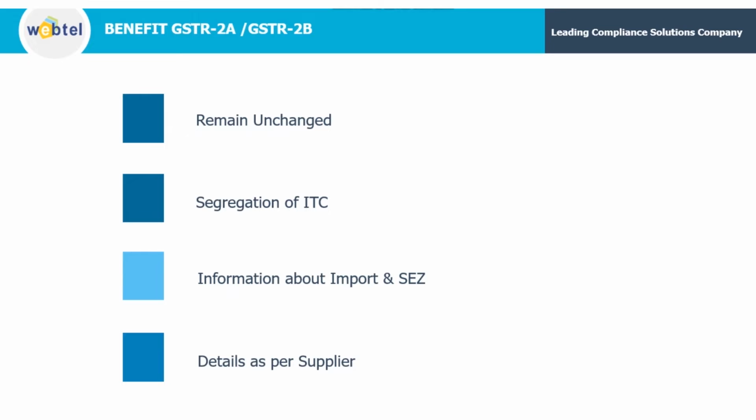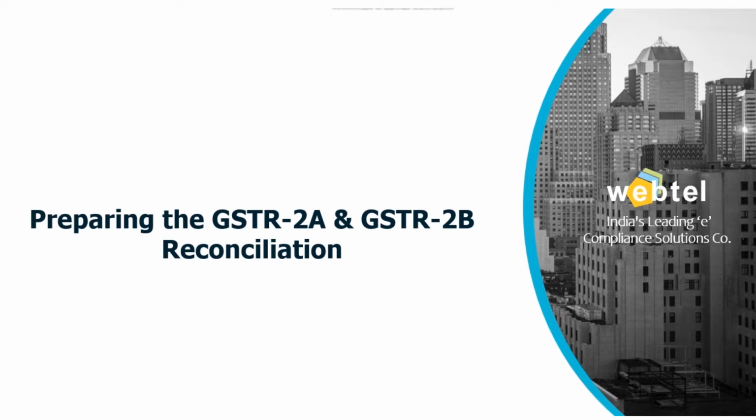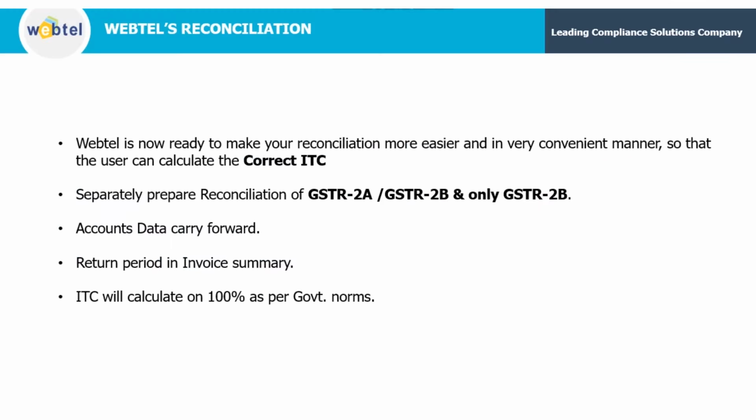While preparing the GSTR-2B, all the information of the import and special economic zone invoice details can be viewed. All the details as per the supplier, whatever he has uploaded, with whom we have purchased the goods, whether that counterparty is uploading the information on the portal or not through GSTR-1. Now, how to prepare the GSTR-2A, 2B reconciliation in our software?